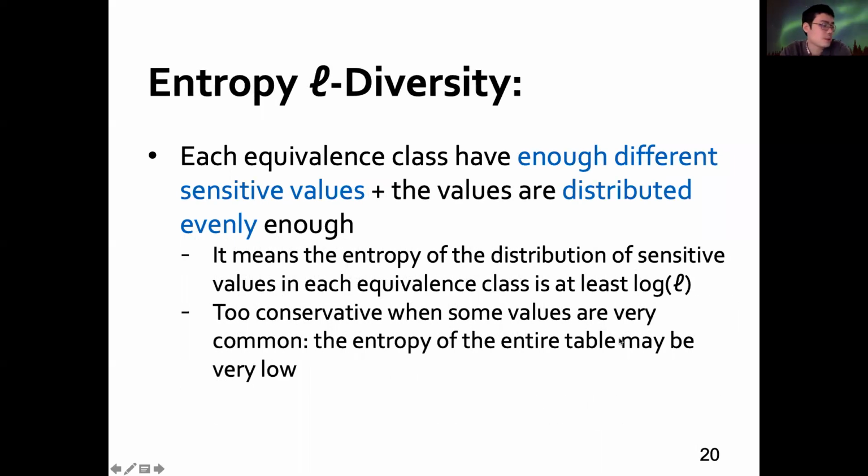So this leads to another more rigid l-diversity definition based on entropy. What it means is that each equivalence class has enough different sensitive values, and the distribution is also very even, which means you cannot have a biased distribution like 80% of people have flu. The distribution should be even. It's not 8 to 1. It should be almost everyone is close to 30% or something like that.